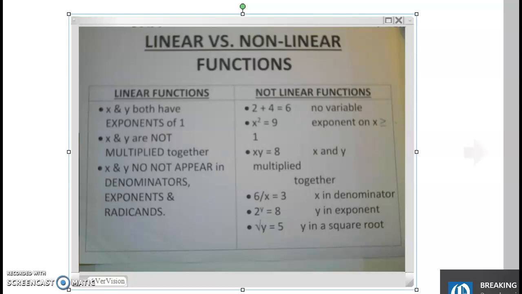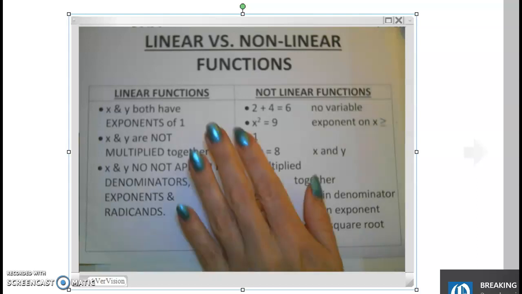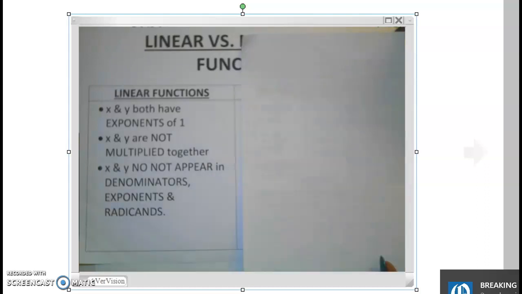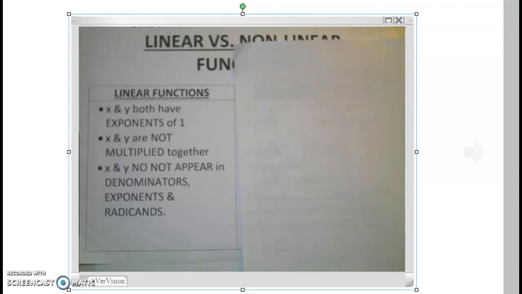Today we're going to talk about linear versus nonlinear functions. I'm going to ask you to pause this video and write down what you see, and then we'll talk about it in a second. Alright, so let's just look at the one side, linear functions. We're just going to ignore this side and talk about linear functions for the moment.